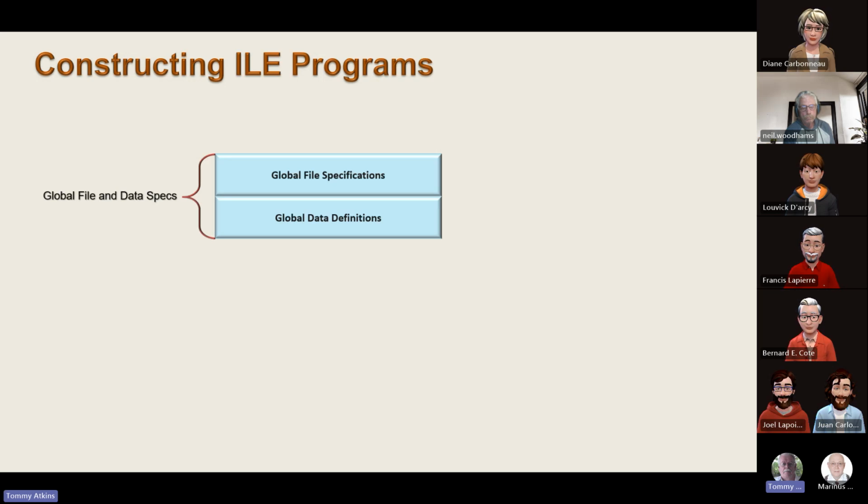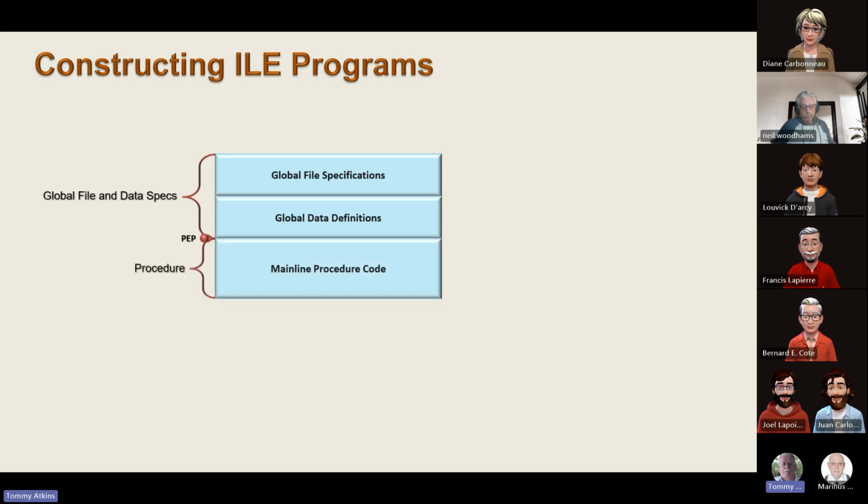The file specifications and the data specifications you had up front have now become global file specs and global data definitions. These are available to all the procedures in this program. That's important. They are available to all the procedures. It actually is not a surprise, because your subroutine had access to all of these things anyway. But I'm being very specific in the way I'm saying this, because there is a difference, and you'll see it just now. These are global file specs and data definitions.